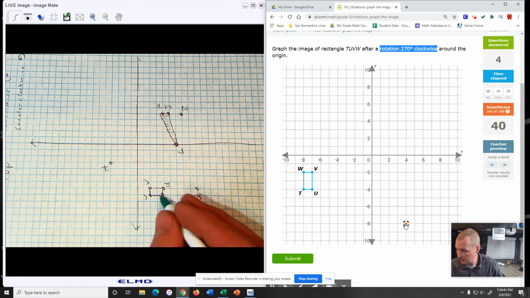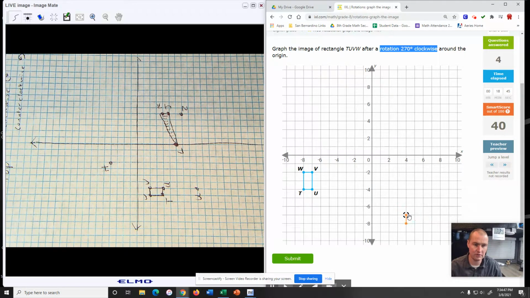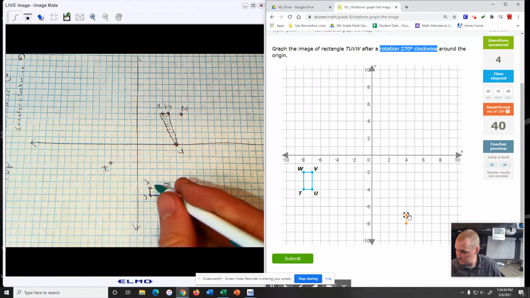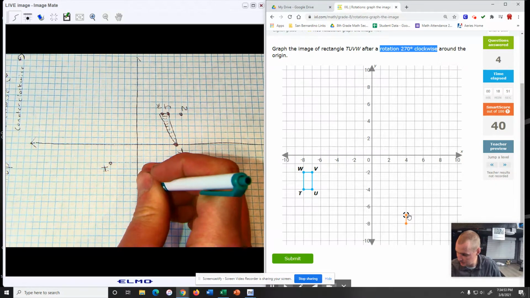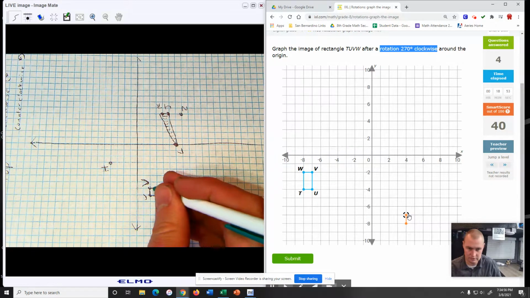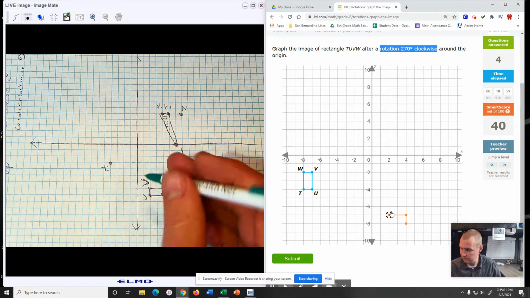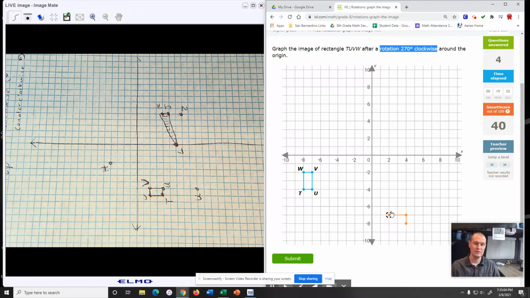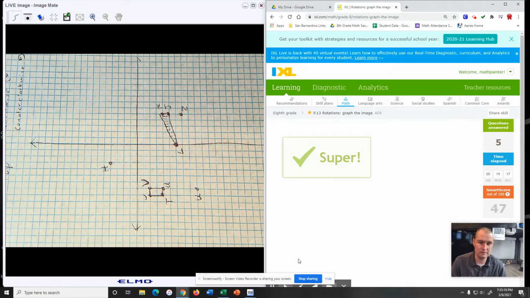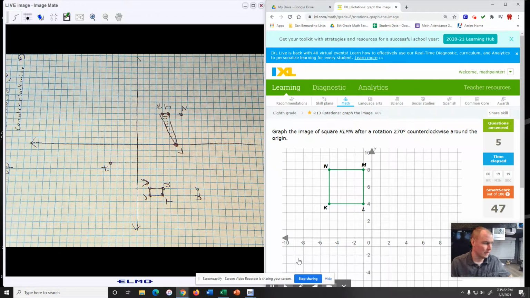All right, so now I can use directions from there. To get to U, you just count up 1. So on my IXL, to get to U, count up 1. To get to V, this is a sideways V, I'm going to count to the left 1, 2. And to get to W from V is down 1. And there we go. There is rectangle TUVW rotated clockwise 270 degrees. All right, excellent.